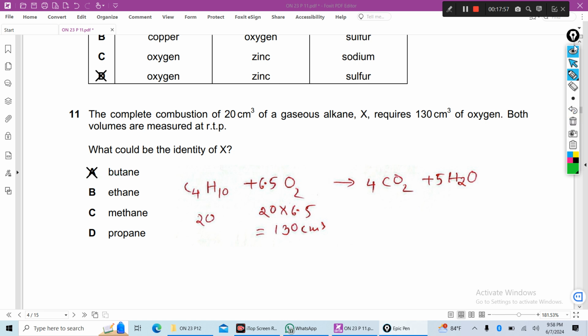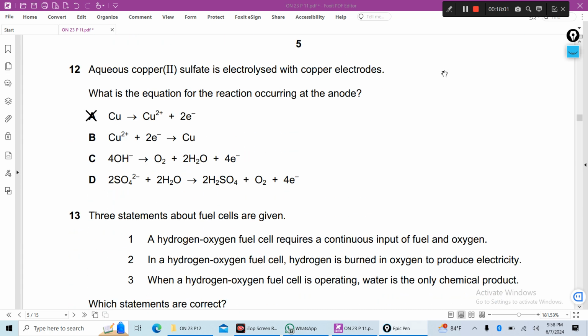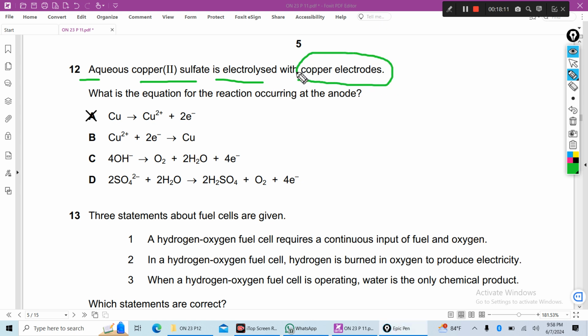Next, number 12, aqueous copper 2 sulfate is electrolyzed with copper electrodes, non-inert electrode, not carbon electrode. So what is the equation for the reaction that occurs at the anode? And you know, in electrolysis of aqueous copper 2 sulfate using copper electrodes, at the anode an oxidation reaction occurs.